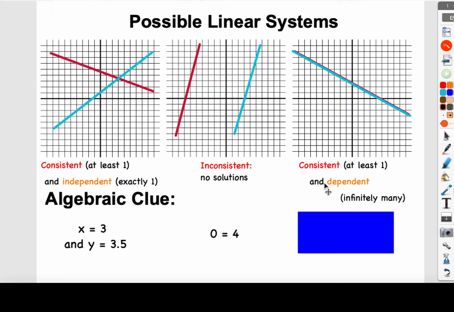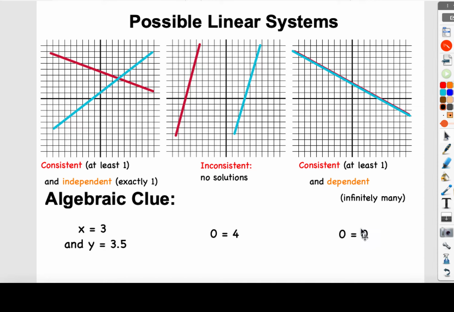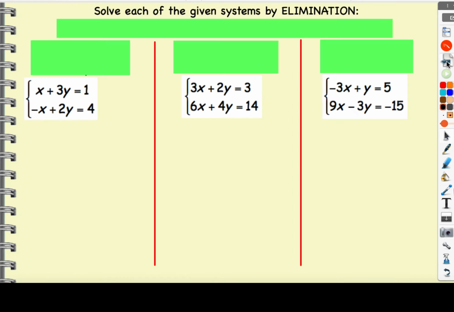If it's consistent and dependent, right? Independent means there's a single answer, right? For this one x, there was one independent y that happened. Dependent means depending upon which x you pick, you can still get an answer for y. There are infinitely many answers. And what will happen when we're solving by elimination for that is we'll get something like 0 equals 0. We'll get an infinitely many kind of answer, right? And let's go ahead and take a look at a couple examples of when that can happen.